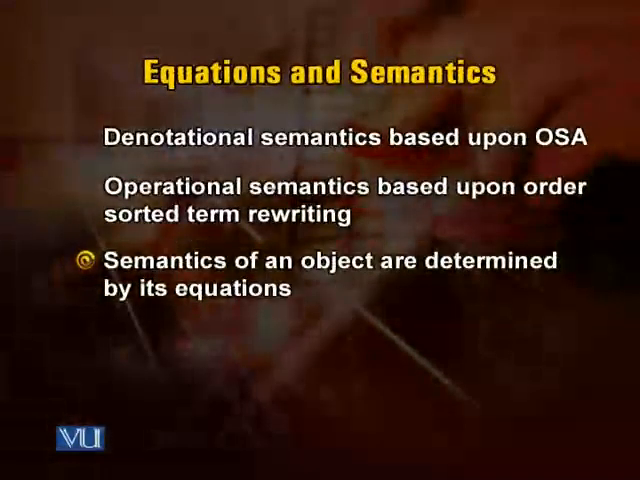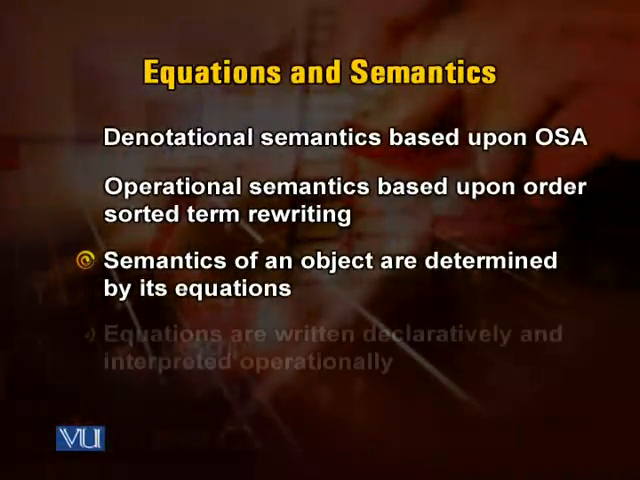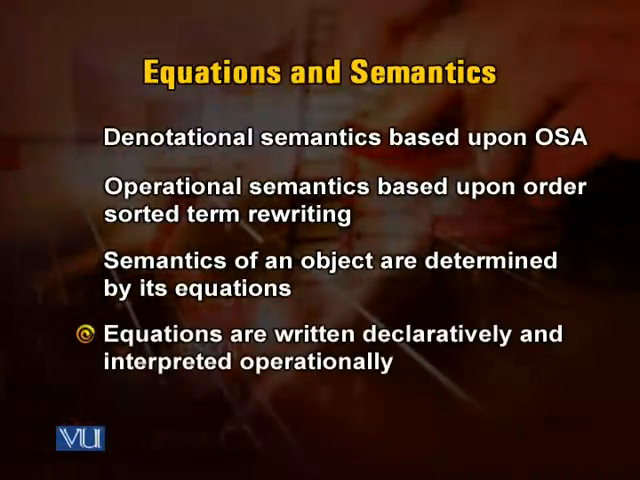Semantics of an object are determined by its equations. Equations are written declaratively and interpreted operationally. So once again, these two things, denotational semantics and operational semantics: we write the equations in denotational form, and they are executed in the operational form. This is how we get the meaning, and this is how we verify things in our OBJ specification system.